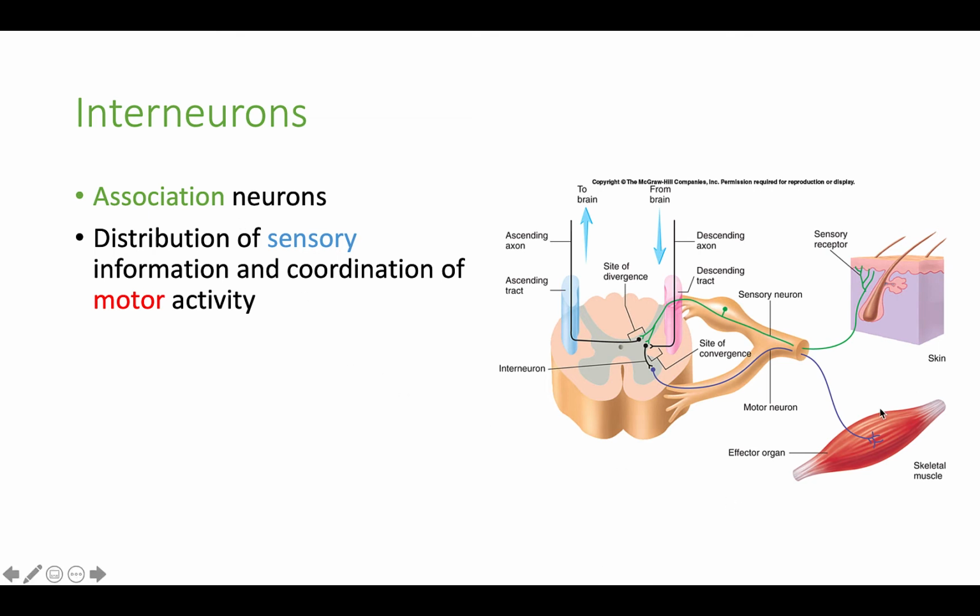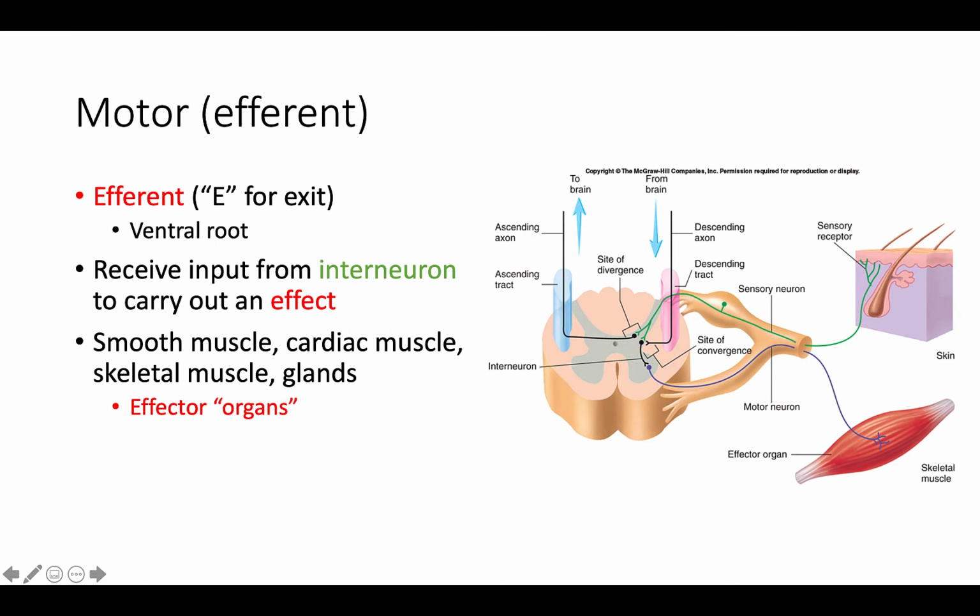So I have everything color-coded. The blue would make contact with the green, and then green would make contact with the red. This will make more sense when I have the other diagram on again. So efferent would be the motor neuron, efferent for exiting the spinal cord and going through the ventral root of the spinal cord. So this would be dorsal with the sensory, ventral with the motor, receives input from the interneuron, carries out the effect to the effector organ, which in this scenario is the skeletal muscle. It could also be cardiac muscle or glands even.